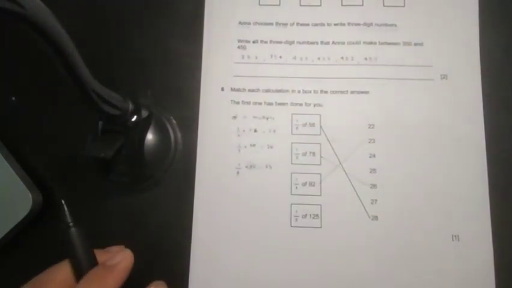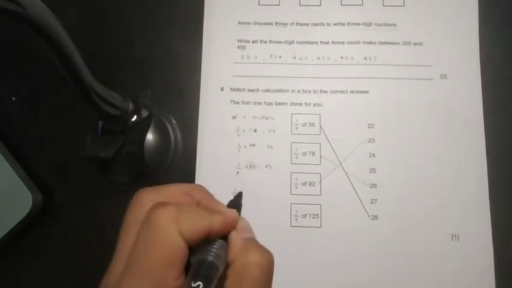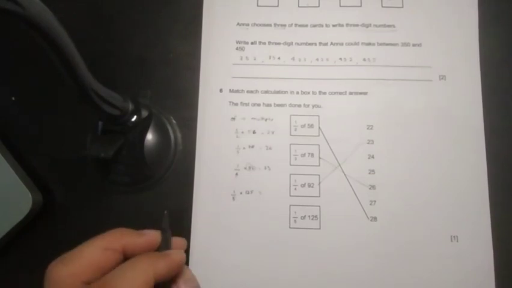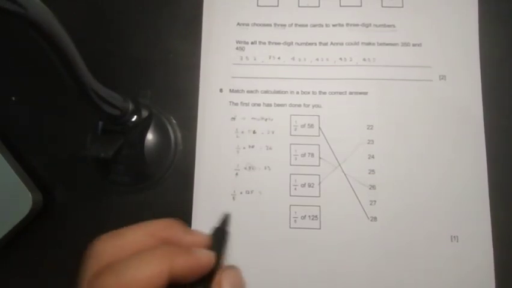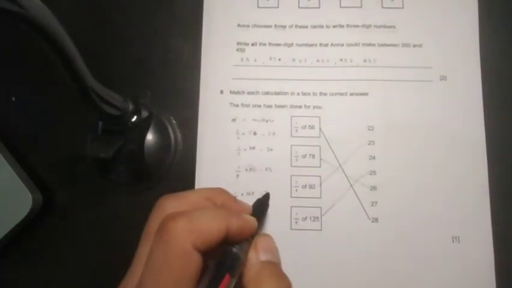Put a line on it. And then the next one is 1/5 of 125, which means 1/5 times 125, divided by 5, which gives us 25. And that's how we got the answers there. Okay? All right. Now let's move on to the next page.